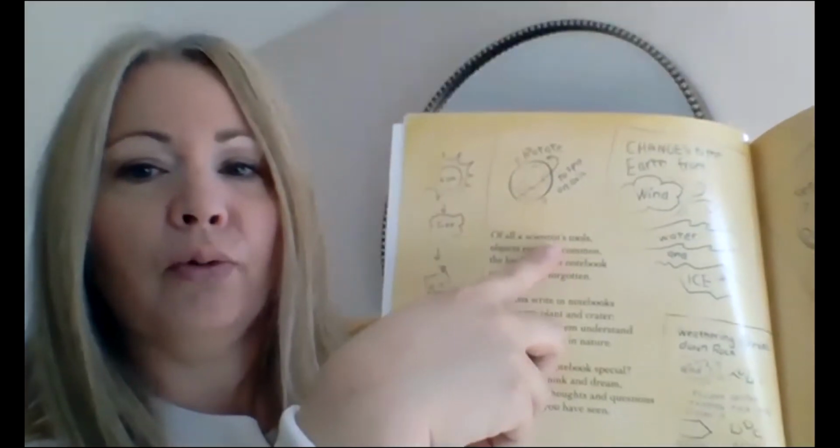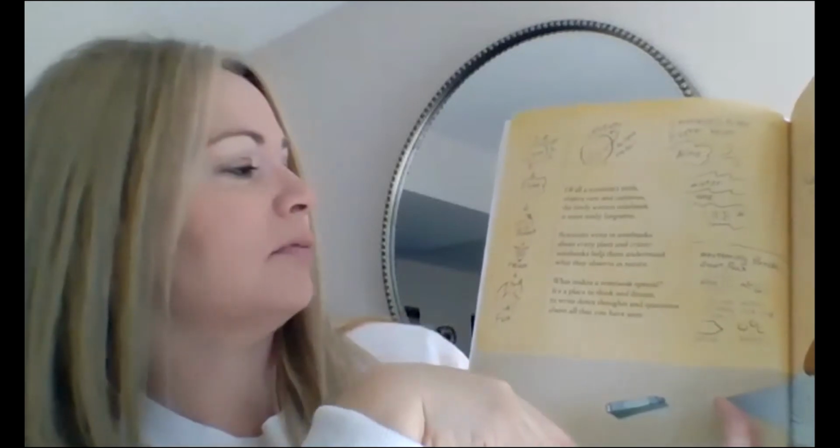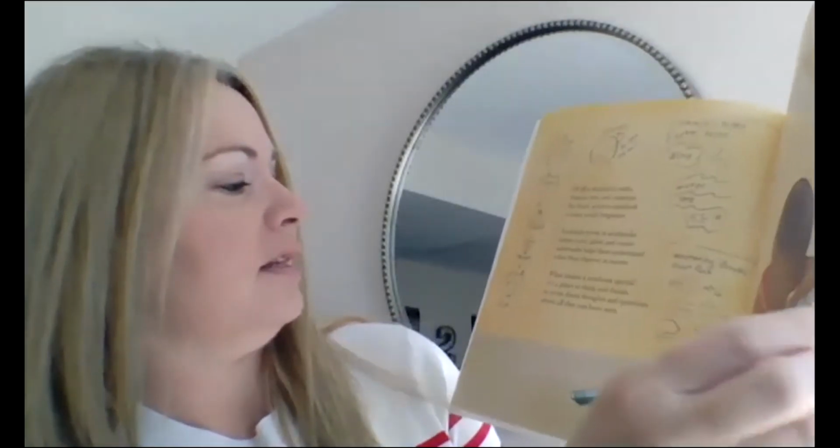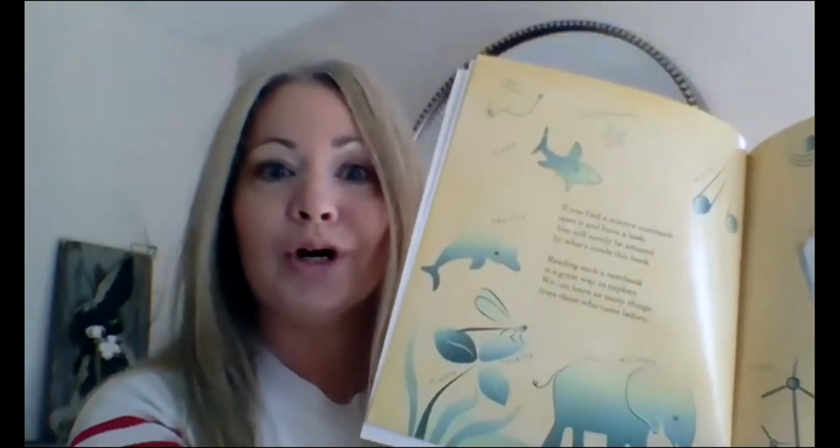So that's definitely an introduction. And if we think about what that introduction was telling us, it told us that the notebook is a scientist's tool right there in the very first sentence. Of all the scientists' tools, the lowly science notebook is most easily forgotten. And then it tells us that scientists write in their notebooks about everything that they see. It tells us that they're special. And it tells us that they are important.